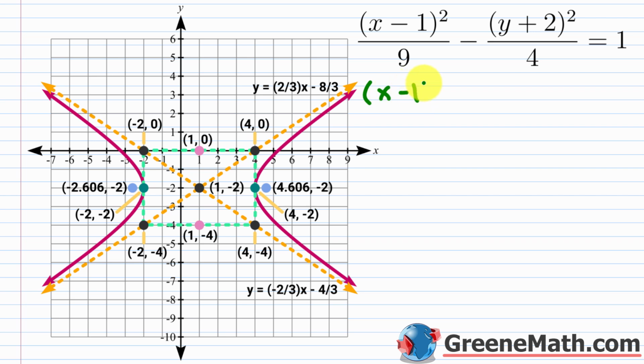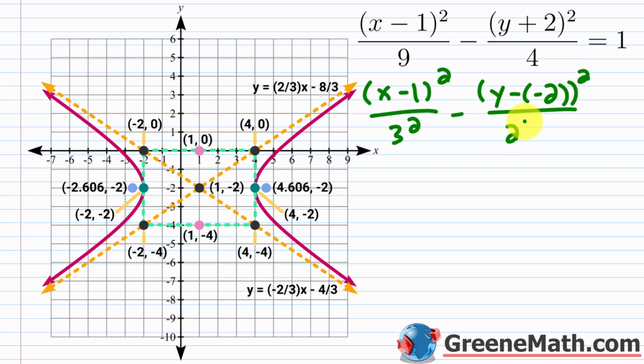So x minus 1 quantity squared over, instead of 9, you can write 3 squared, just for clarity. Then minus, we're going to have y. Instead of plus 2, let's write minus a -2, just so we match the form. So this is a quantity squared over, instead of 4, let's write 2 squared. And of course, this equals 1. Let me actually fix that.